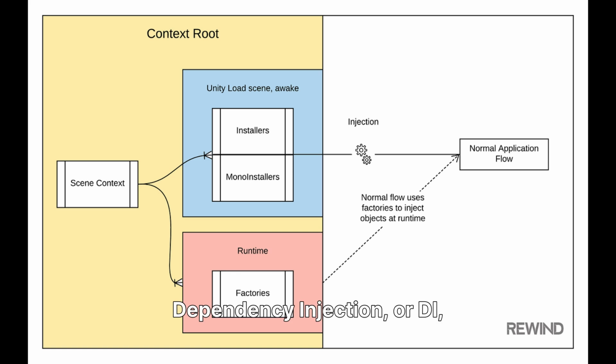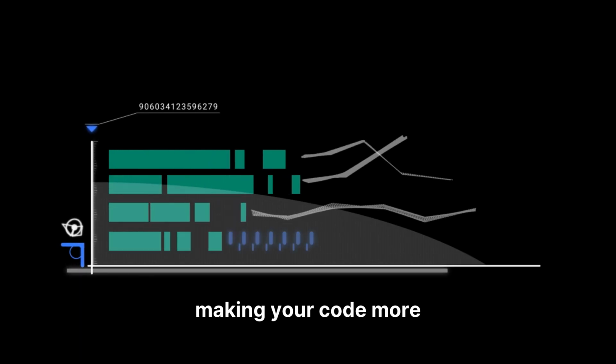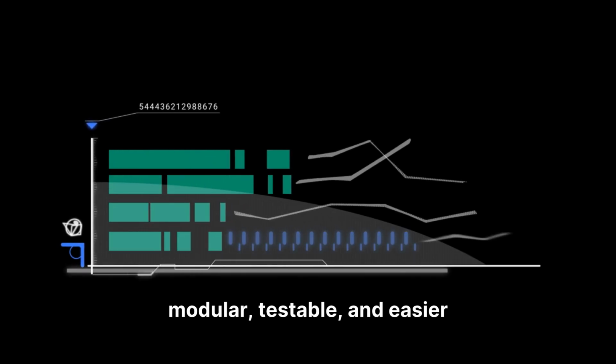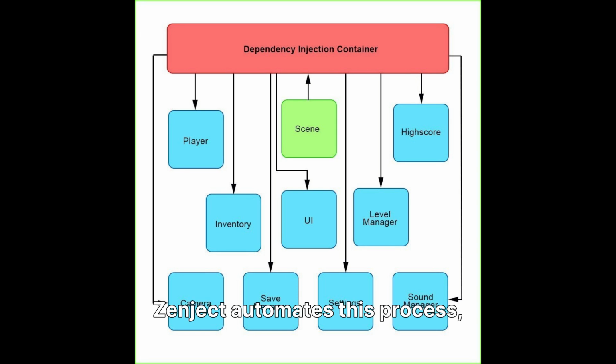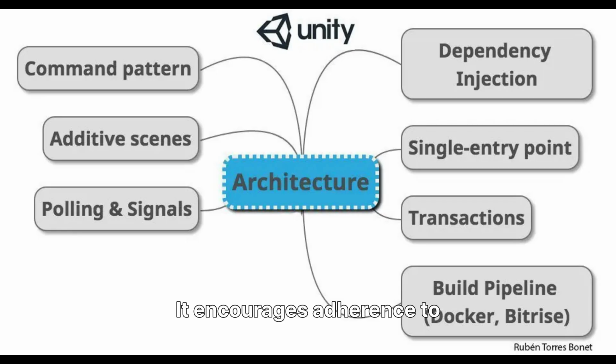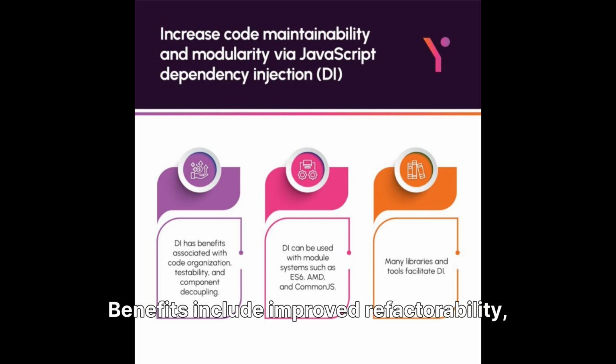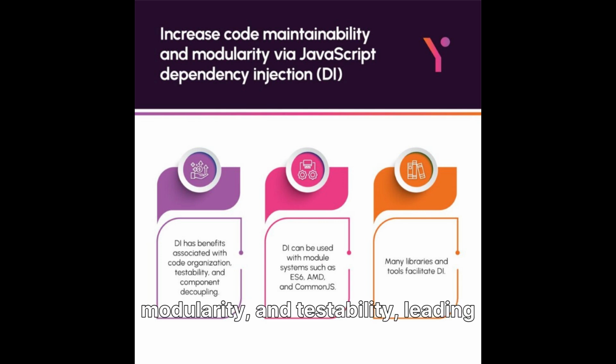Dependency injection, or DI, is a design pattern where a class receives its dependencies from an external source, rather than creating them itself. This promotes loose coupling, making your code more modular, testable, and easier to refactor. Zenject automates this process, providing a DI container that manages the creation and provision of these dependencies. It encourages adherence to the single responsibility principle, allowing classes to focus solely on their core tasks. Benefits include improved refactorability, modularity, and testability, leading to more robust applications.